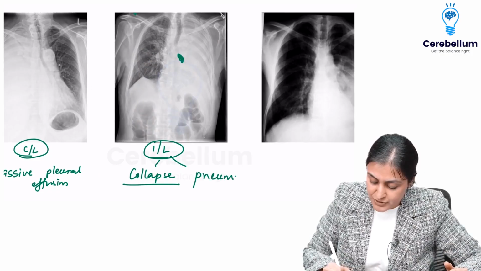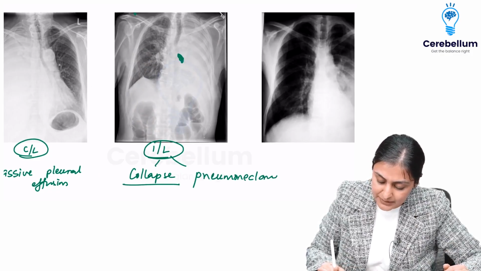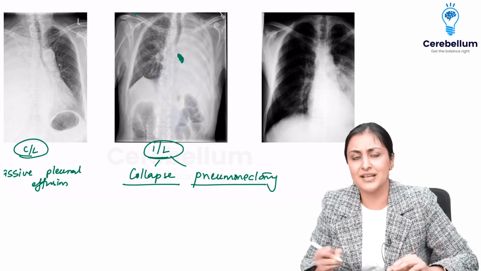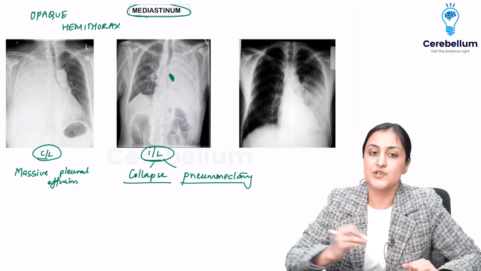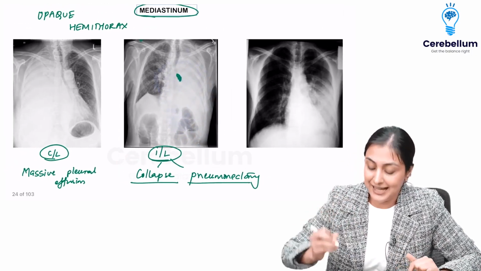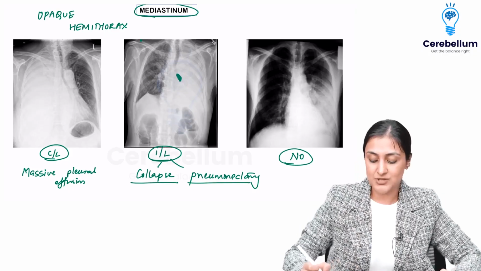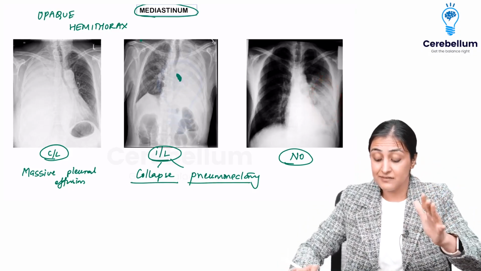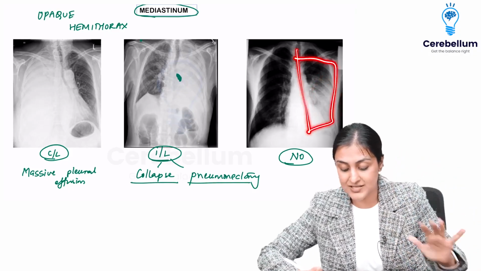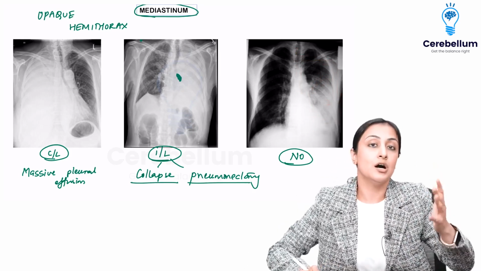The other possibility is pneumonectomy. Maybe the patient underwent surgery. In that case, you will have history. So this is the second possibility. And the third possibility is where there is no shift. This is where you see opacity. Now, very rarely will it be a complete hemithorax. It will usually be a lobe.